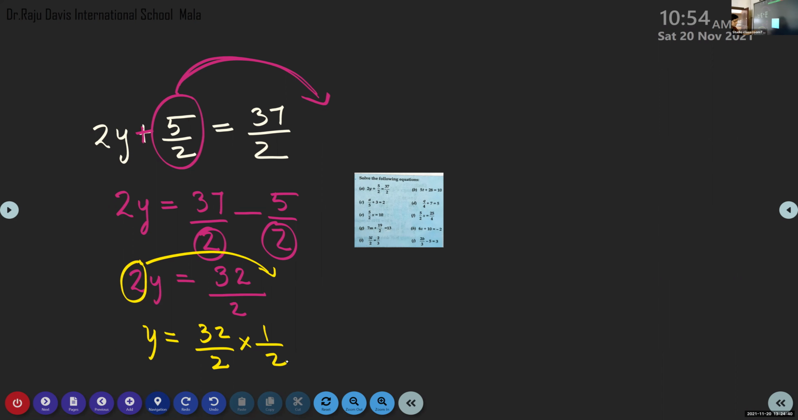2 is the numerator. So when you take it to the other side, it should become the denominator, so 1 by 2. Now 32 into 1 is 32, and 2 into 2 is 4. 32 by 4 is 8. So you got y is equal to 8 as the answer. Clear?